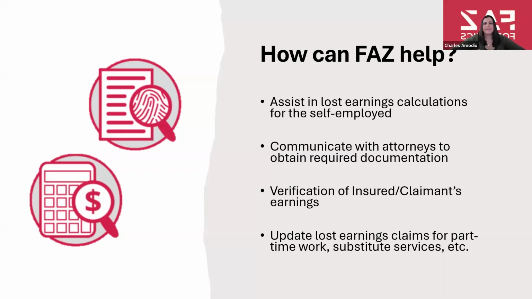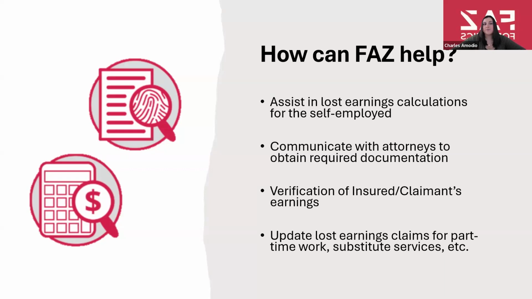Typical information we want to see we'll go over in a few minutes, but if that essential information isn't readily available, we do need to reach out to either the insured or the claimant, or most of the time they are attorney represented, so we will communicate with the attorneys and the insured and the claimant to obtain the required documentation needed to calculate their loss. We will verify the insured's and the claimant's earnings, making sure that what they say they earn is legit, it's actually flowing into their bank account, or they've actually performed the work that they say they're doing.